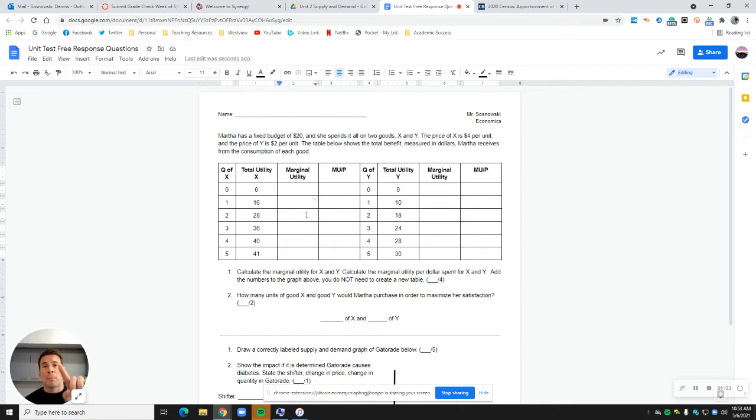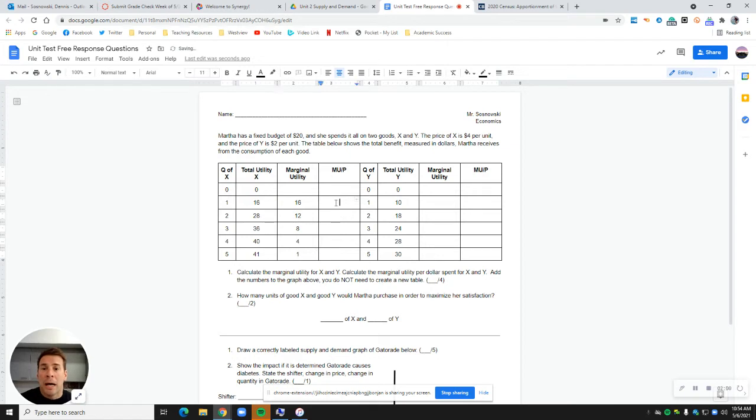So in order to find the marginal or additional utility of the first one, you're going to go 16 minus 0. So the marginal utility of your first unit is 16. To find the marginal utility of the second, you're going to go 28 minus 16. That's going to give you, I'm sorry, not 8. That's going to be 12. I apologize. 36 minus 28 is going to be 8. 40 minus 36 is going to be 4. And then 41 minus 40 is going to be 1.